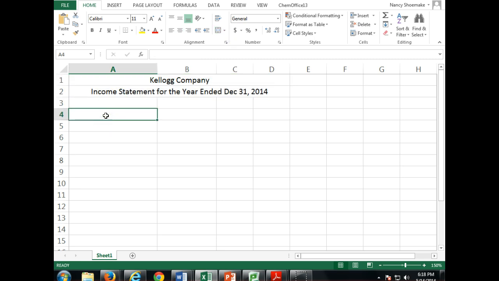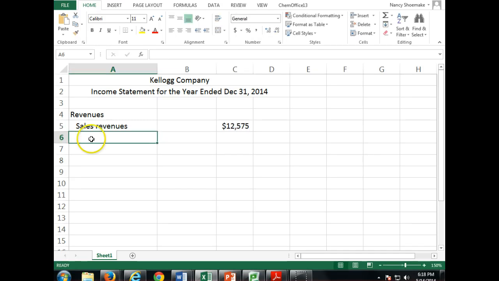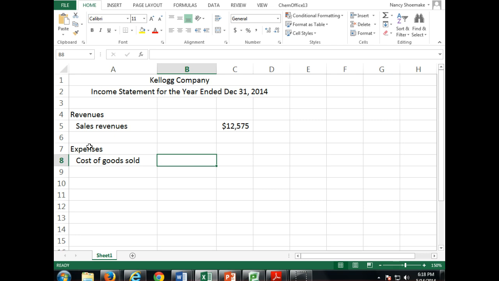What is the first thing we do on an income statement? Revenues. So we've got sales revenues of how much? Well, it's sales revenues, the first thing. How much is that amount? $12,575. Then what's next? What's the first expense we're going to look at? Cost of goods sold is how much? $7,184. Perfect.